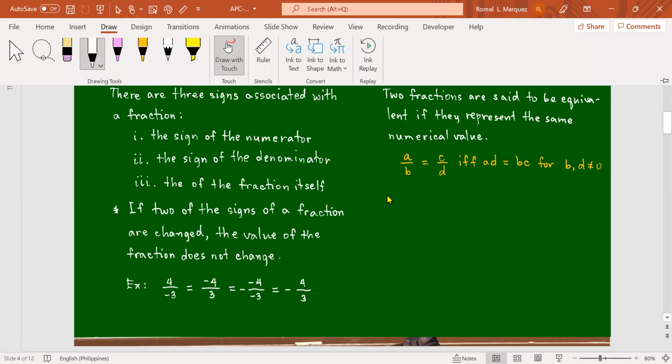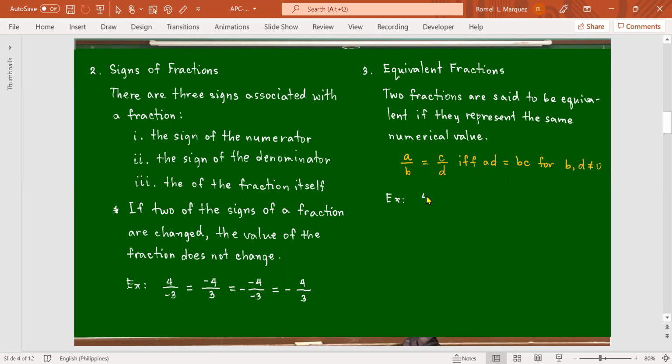So let's say 4 over -5 is equal to 12 over -15. Why is it that they are equal? Because if I get 4 times -15, that is equal to -5 times 12. Am I right, guys? Check. Yes po, sir.